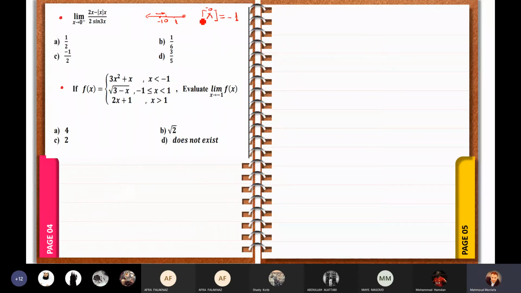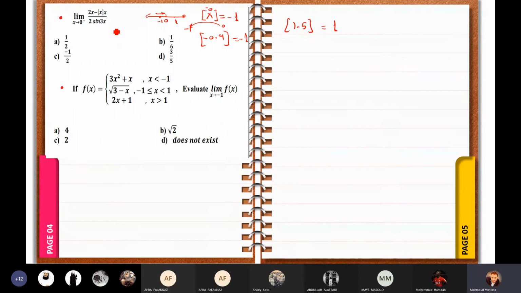0 from left means, for example, negative 0.4. It will be what? -1. We take the smallest one. This one is between -1 and 0, you take the smallest one. The integer of 1.5 is what? It is 1. And so on.